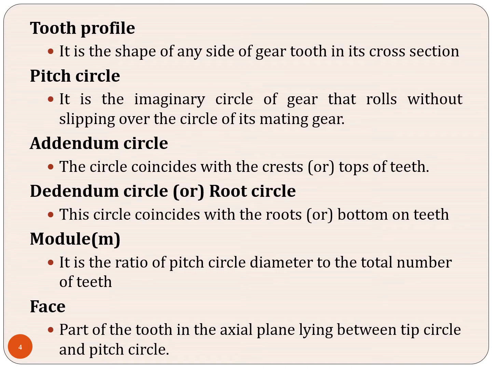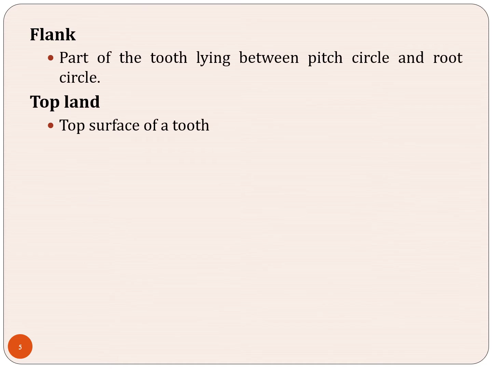Face, as we have seen in the previous colour diagram, is the part of the tooth in the axial plane lying between the tip circle and pitch circle. That is called face. Flank is the part of the tooth lying between the pitch circle and root circle. Top land is the top surface of the tooth.